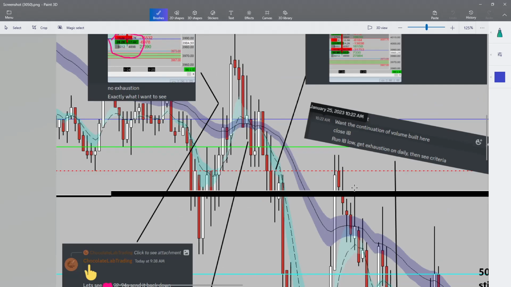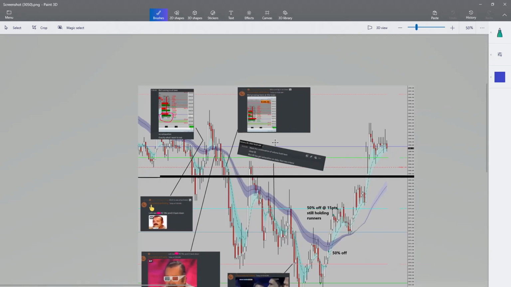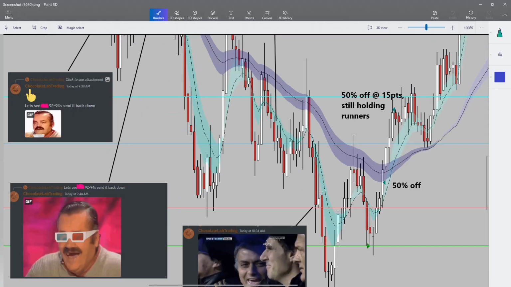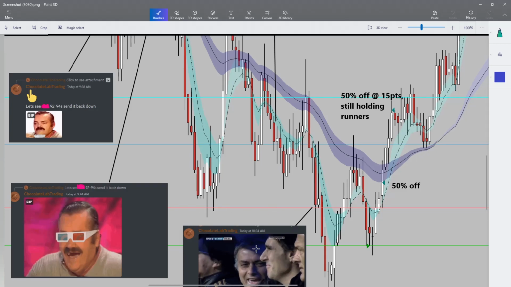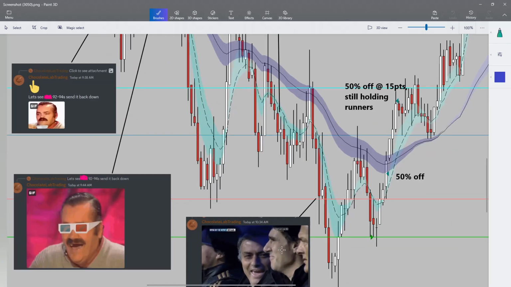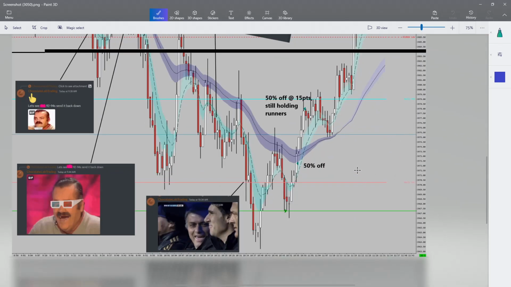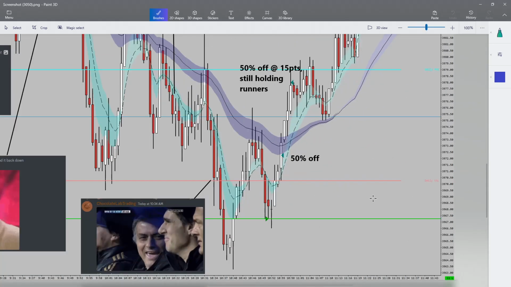See exhaustion finally, and then see the certain criteria that we look for in the room that I share with and teach in the actual footprint and the tape. So at 10:34, when that actually does happen, you can see we ran the lows. Another GIF, Jose Mourinho, and then the entry criteria comes. So again, this was a trade where my conviction was very high on this.